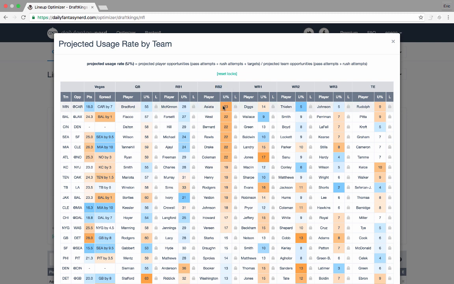So for example, Minnesota, we're projecting to have McKinnon and Asiata splitting the workload. And it's a pretty high running back usage because you can see Bradford's usage is pretty low. But because Adrian Peterson's out, they're kind of splitting the workload more. And in GPPs, these are potential opportunities to consider the second back.